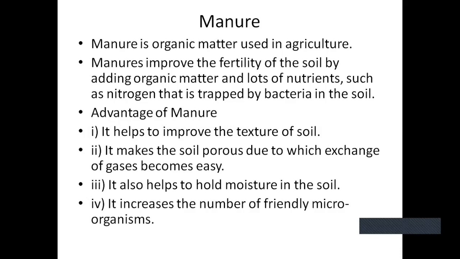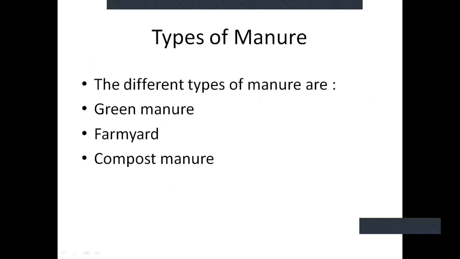It increases the number of friendly microorganisms. I have already explained what friendly microorganisms are. These friendly microorganisms are increased because of the use of manure. Now let's see what the different types of manure are. There are actually three different types of manure. This is not there in your textbook.